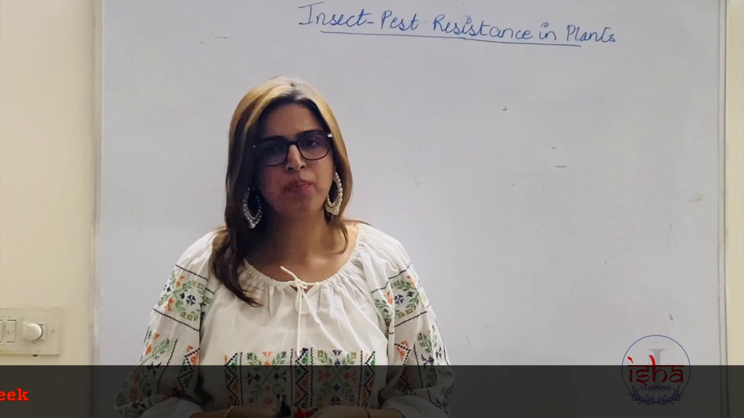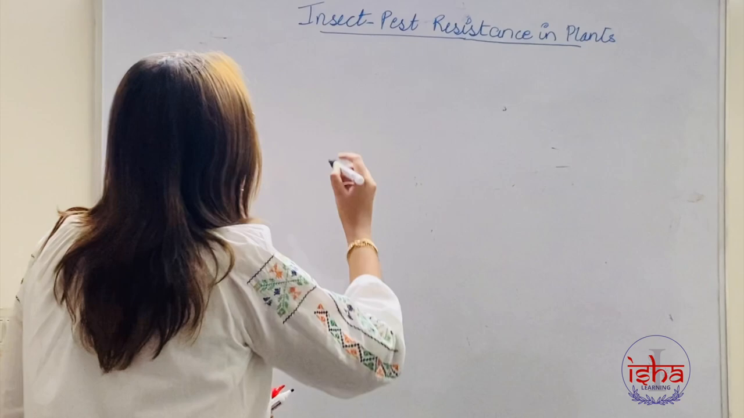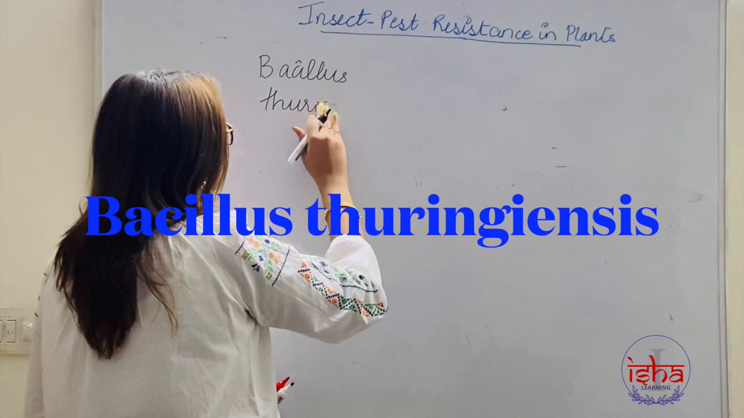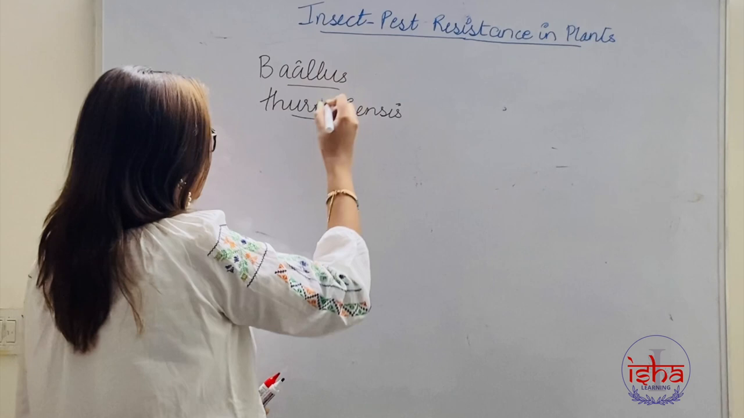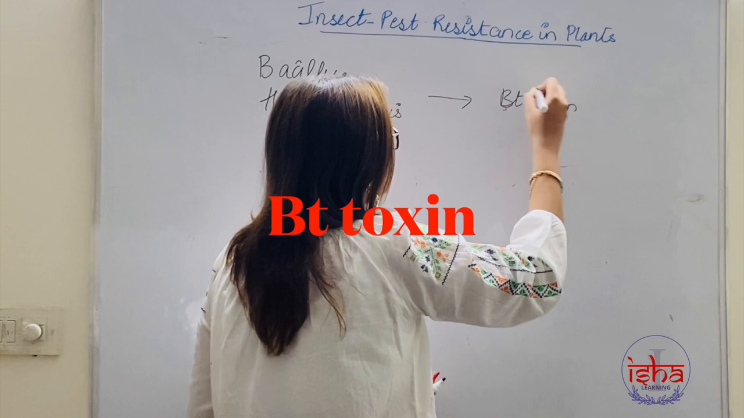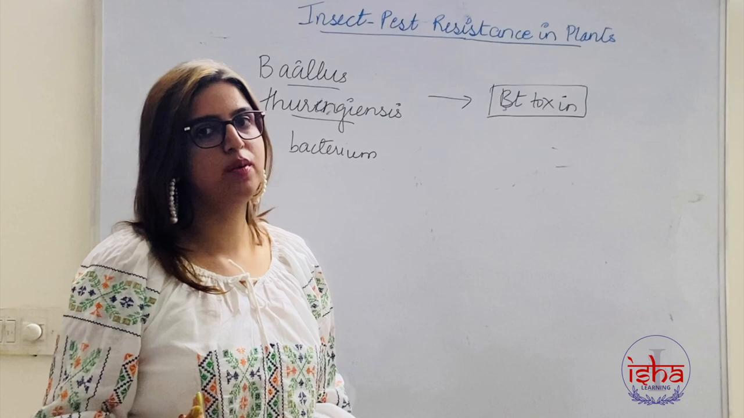So I spoke about a Bt toxin gene. What is this Bt toxin gene? To understand that, we need to understand that a bacterium called Bacillus thuringiensis produces a toxin called the Bt toxin. And the gene for this toxin would naturally be called the Bt toxin gene. Let's understand both these things.